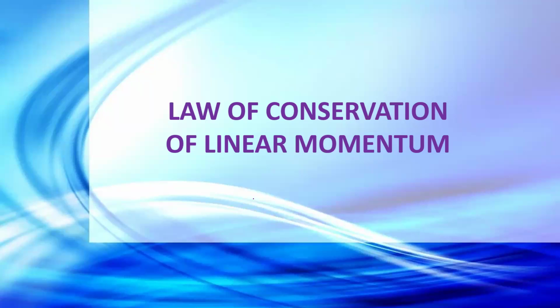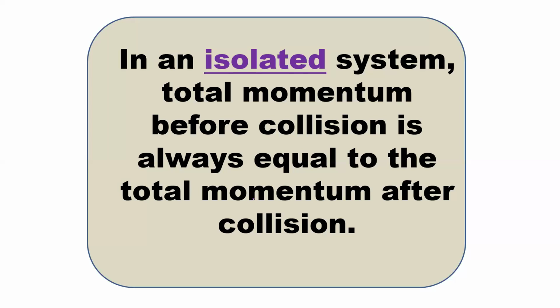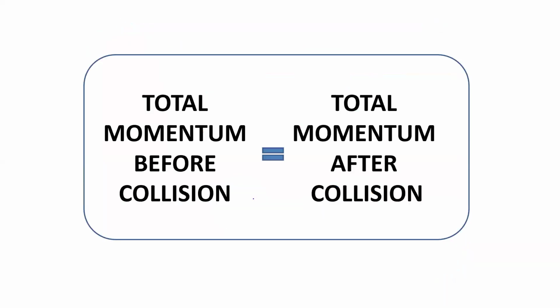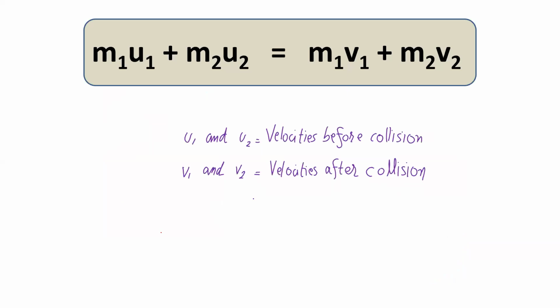Yeah, I know this law. The momentum before collision and after is conserved. So you need to call back the definition. Total momentum before collision is equal to total momentum after collision. Momentum is conserved in an isolated system, and total momentum before collision is equal to total momentum after collision.